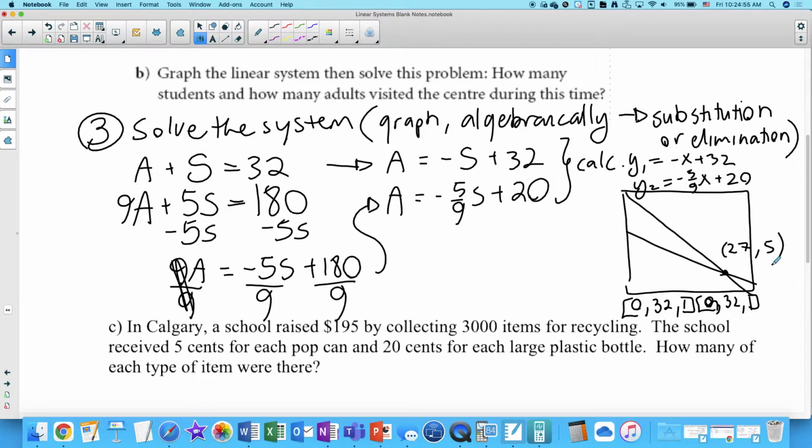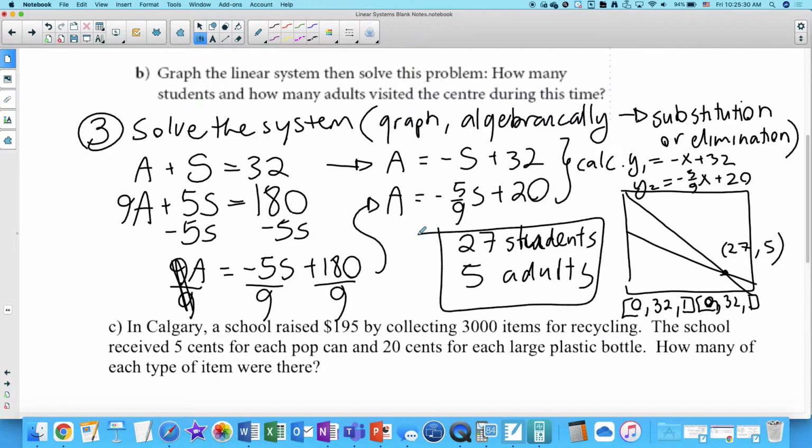Yep. Careful. So here we have a equals negative s plus 32. y1 equals negative x plus 32. Yes, so x is s. X is the number of students. And y is the number of adults. Okay, so far so good?